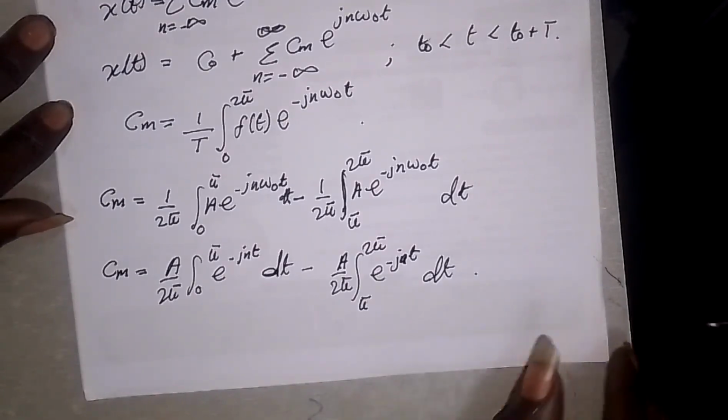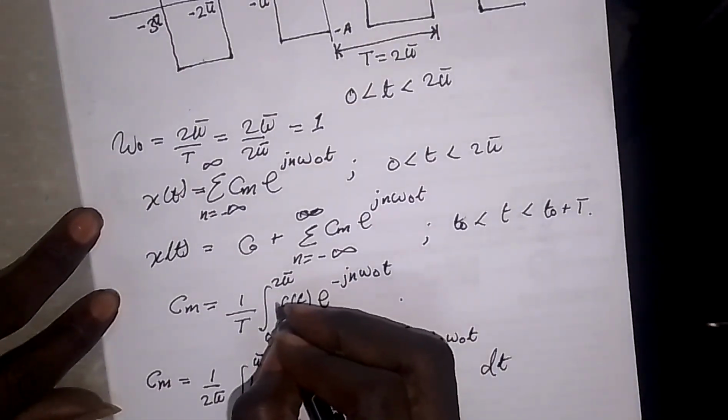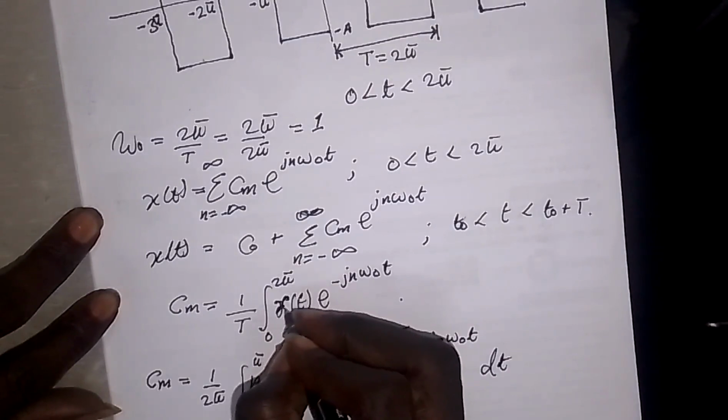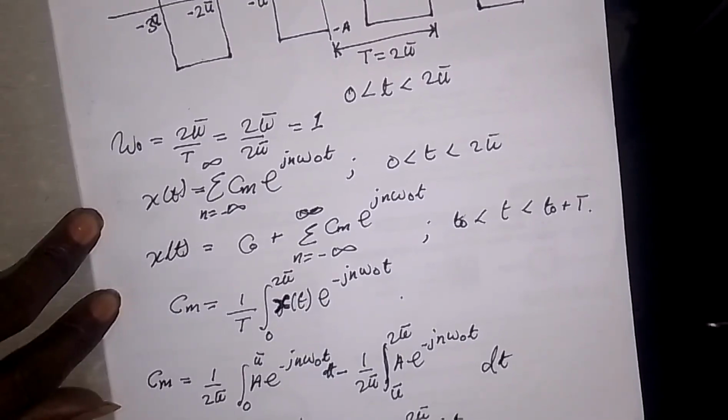Please, here, let me write x of t, because normally in the exponential method we use x of t, and in the trigonometric method we use f of t, just to differentiate them. But I think I'm always writing f of t because I'm so used to that one.